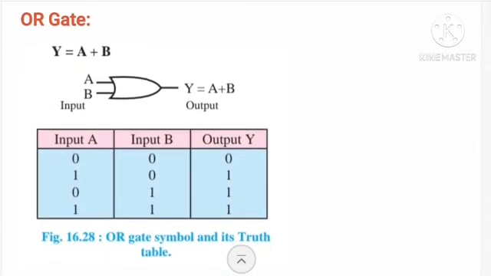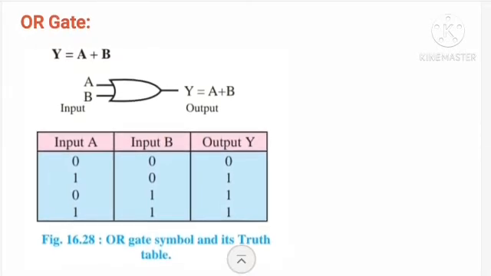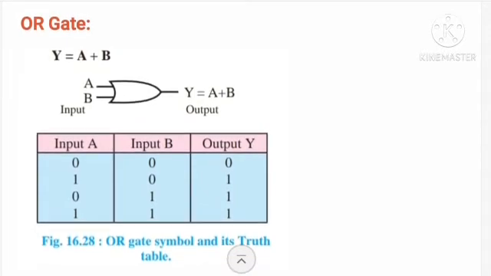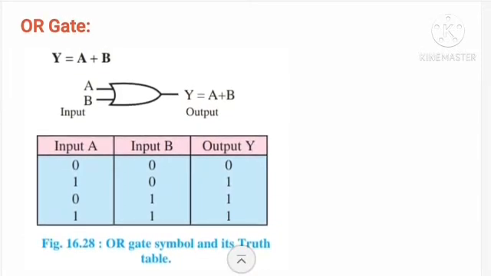The next important type of gate is the OR gate. The OR gate performs logical addition. Just in case, we studied the AND gate earlier, which performs logical multiplication. The OR gate performs logical addition. That's why its Boolean expression is y is equal to a plus b.